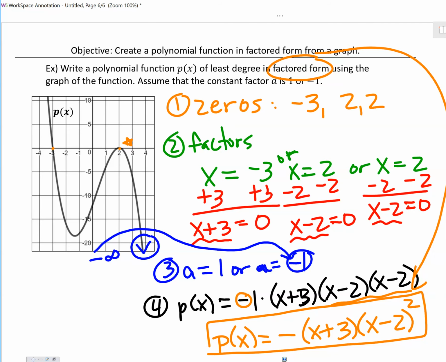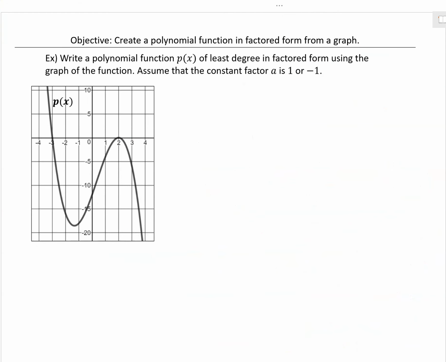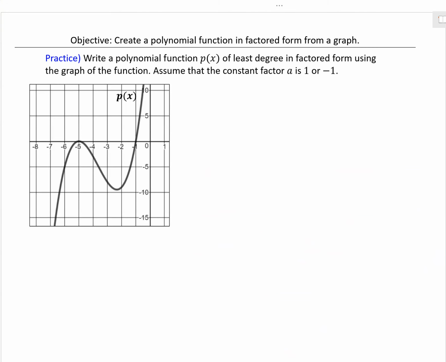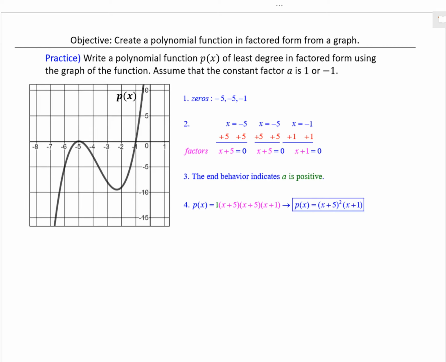All right, let's see what we have next. So here is a practice problem. I would like you to pause your video here, try to write this function, and then we'll check. All right, let's see what our function should look like.